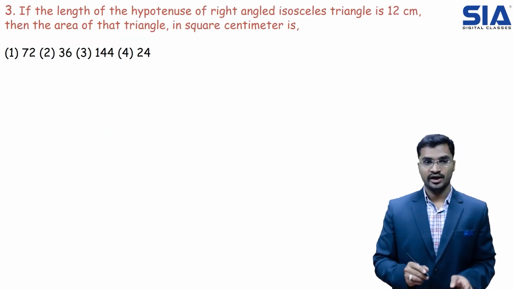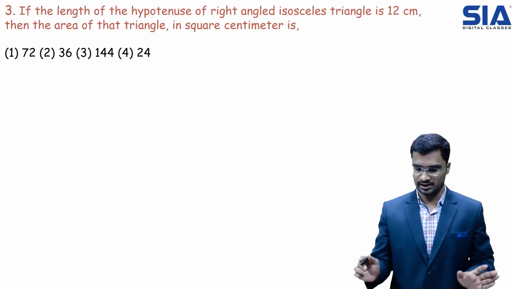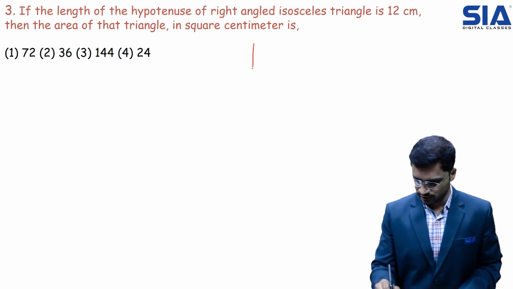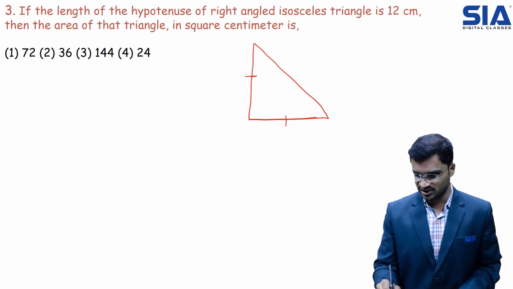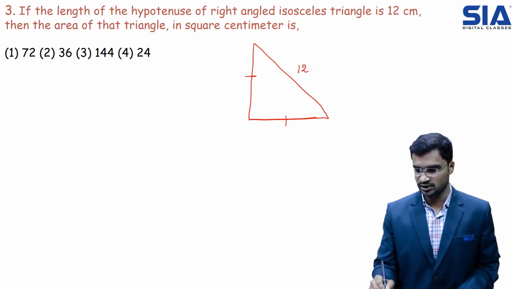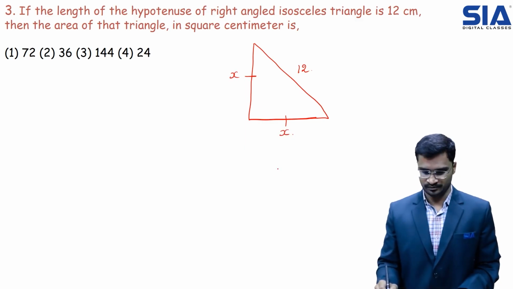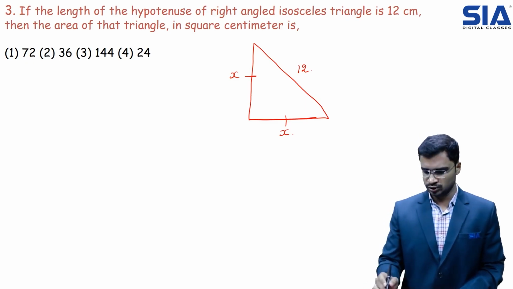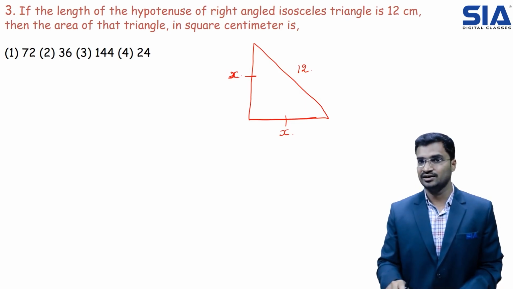Next. If the length of the hypotenuse of a right-angled isosceles triangle is 12 centimeters, what he is saying is there is a right-angled isosceles triangle. Isosceles means both the sides are equal. So both of these sides are equal and this hypotenuse is 12. Let us assume this as x. This is also x. Now what we have to do is we have to find the area of this triangle.